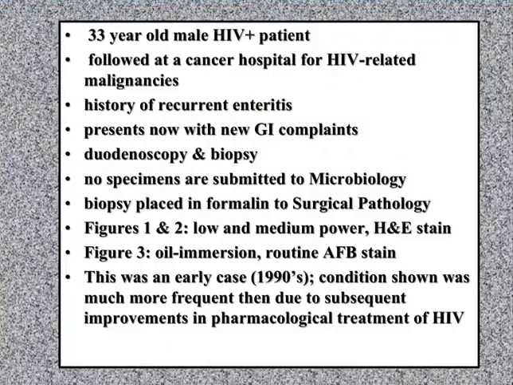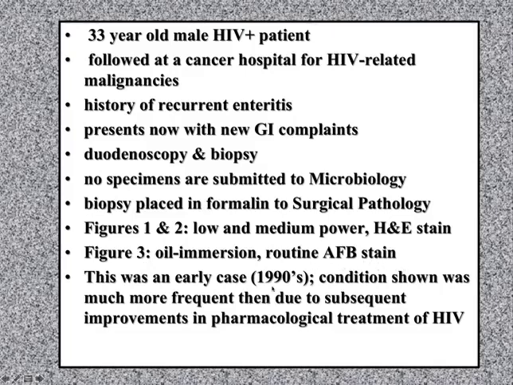So let's start with case 1. A 33-year-old male, HIV positive patient, followed at a cancer hospital for HIV-related malignancies. History of recurrent enteritis. Presents now with new GI complaints. He is duodenoscoped and biopsied, and that is sent to surgical pathology. Nothing sent to microbiology. I'm going to show you figures 1 and 2, low and medium power H&E, and then figure 3, oil immersion and routine AFB stain.